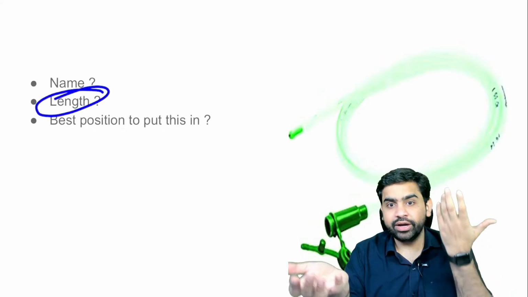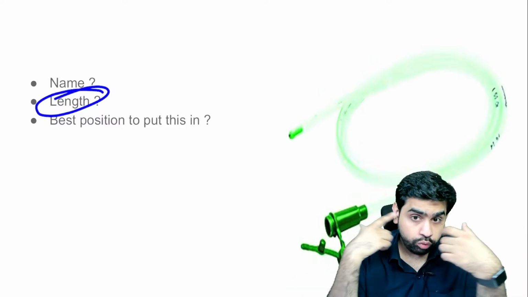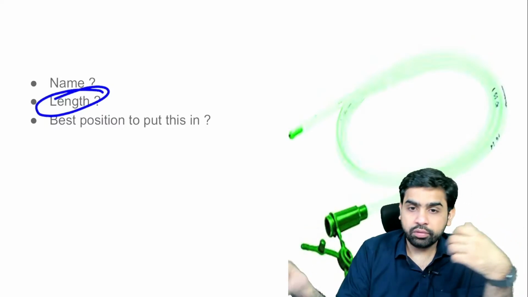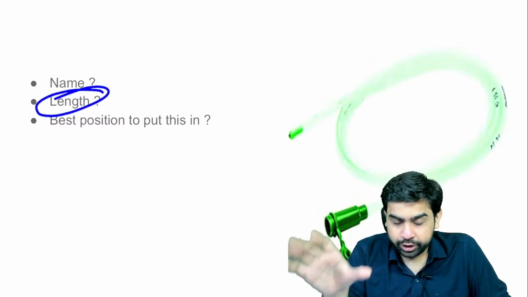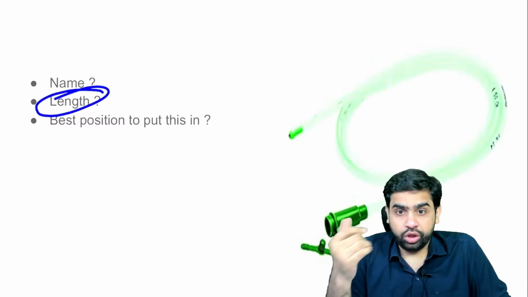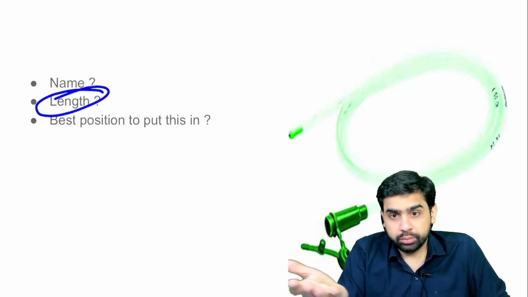How do you calculate the length which is going to be used for that particular patient? From the tip of the nose to the ears, ears to the xiphisternum. This is one of the ways to calculate what should be the length of that particular tube. Now, what about the best position? How do you check for the position of this particular tube?